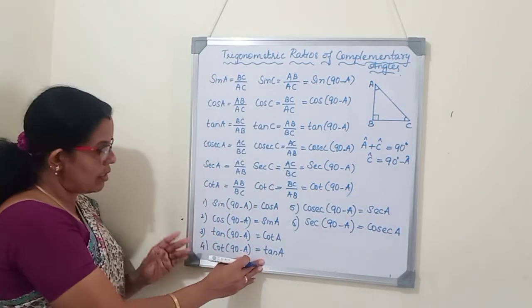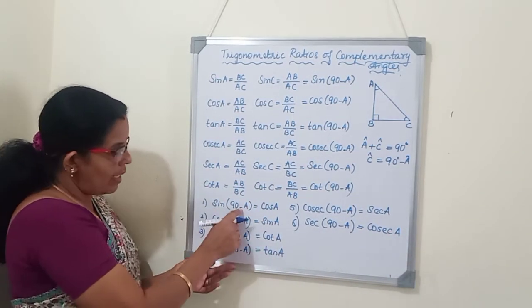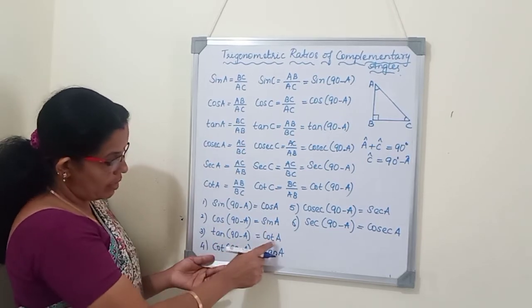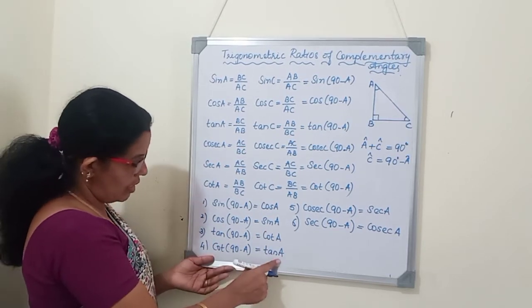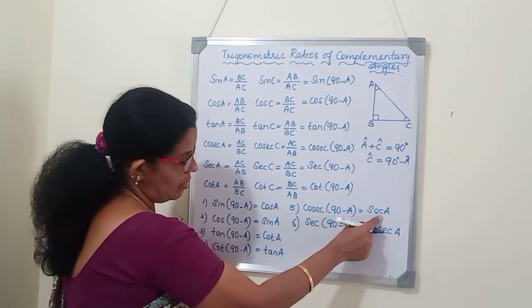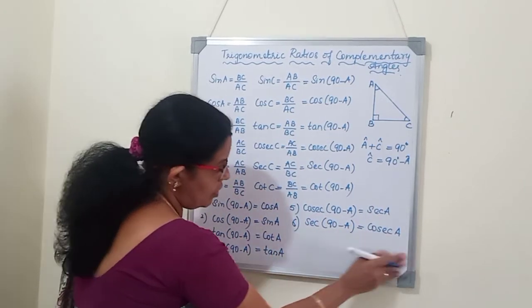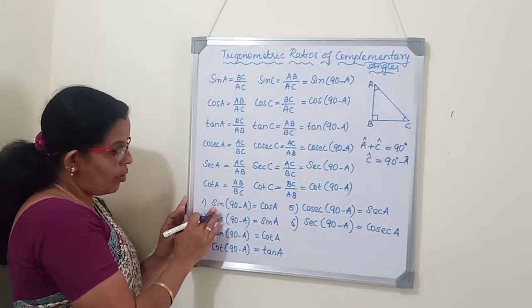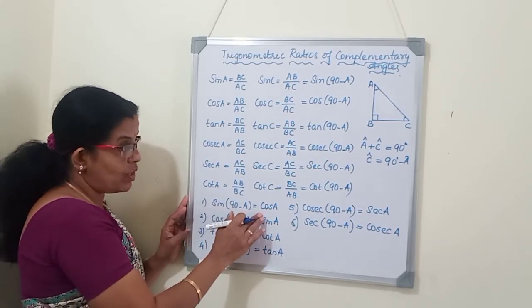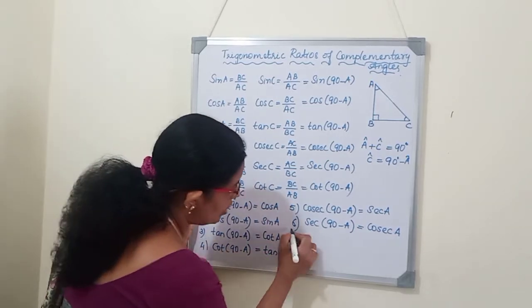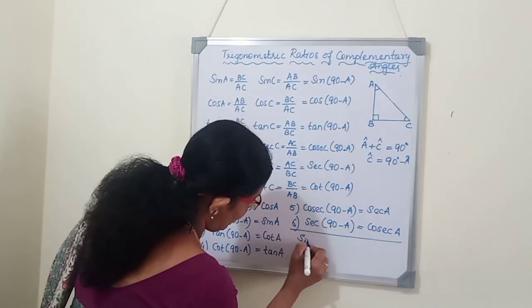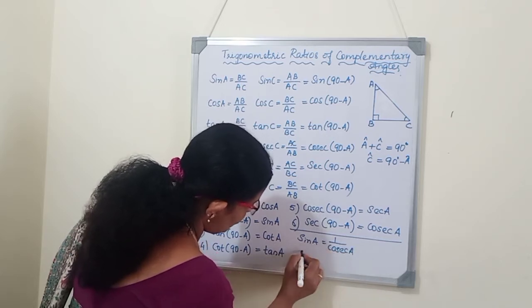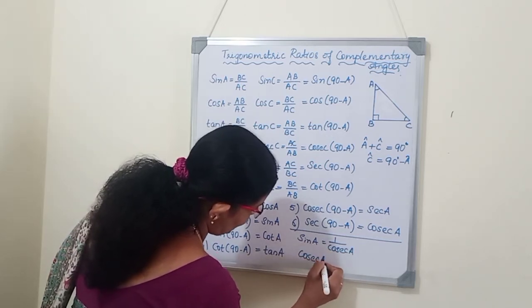So these are the 6 complementary angle formulas. Sin 90 minus A is cos A, cos 90 minus A is sin A, tan 90 minus A is cot A, cot 90 minus A is tan A, cosec 90 minus A is sec A, and sec 90 minus A is cosec A. When we learned the reciprocal ratios, we said the reciprocal of sin A is cosec A. So sin A is 1 by cosec A, and cosec A is 1 by sin A.